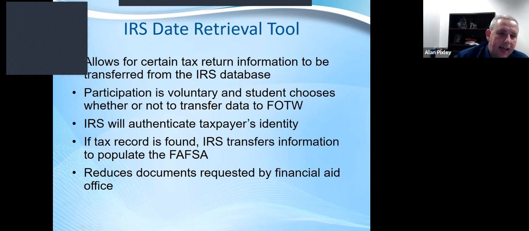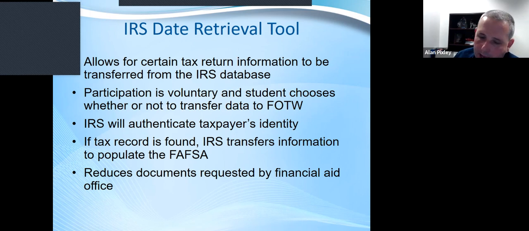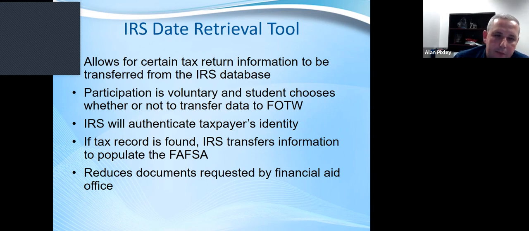All right, IRS data retrieval tool. I stress this is something that's really important. About 30 to 35% of students get selected for a process called verification. You really want to stay away from that if you can. Sometimes it's not possible. Some of the aspects of verification is just random, but often the Department of Education may see something that they go, this doesn't look exactly quite right.